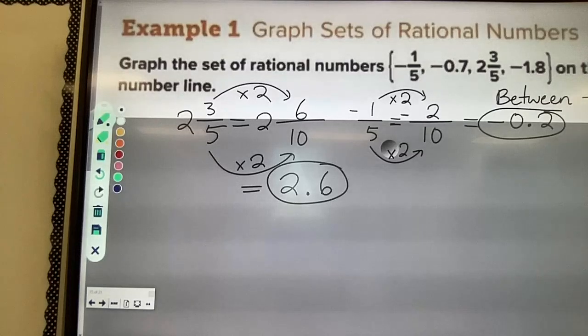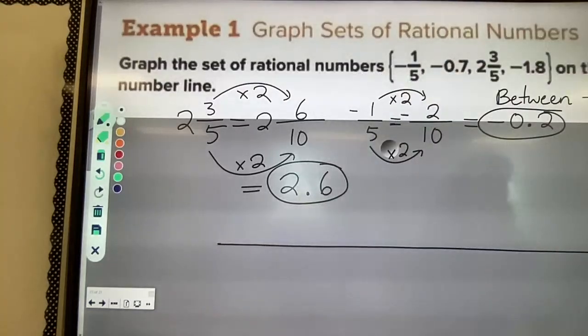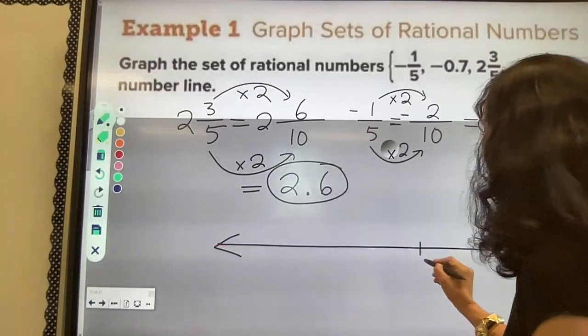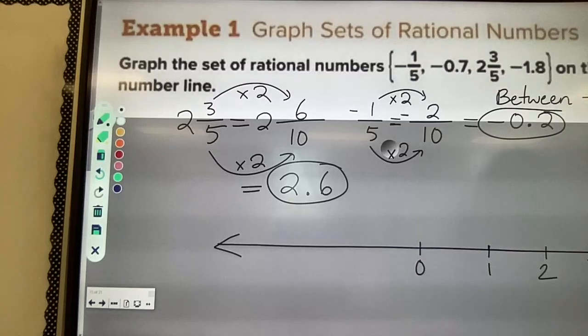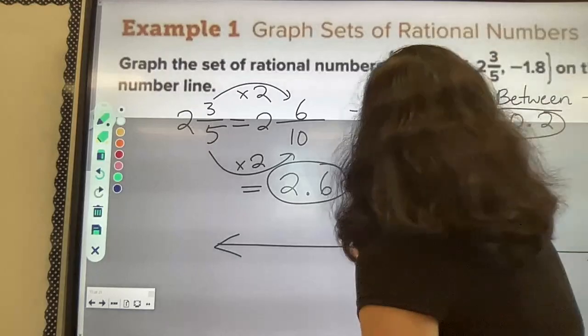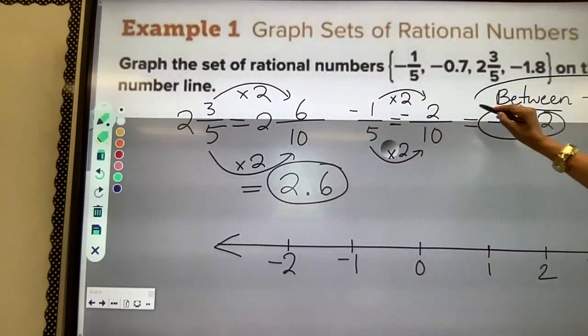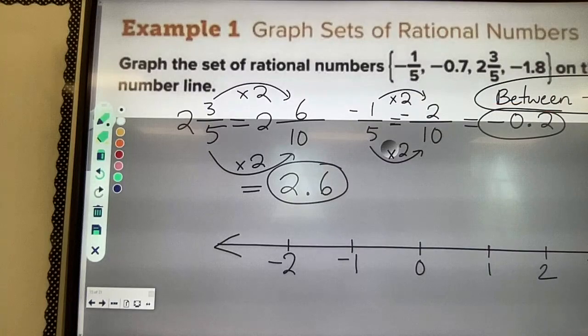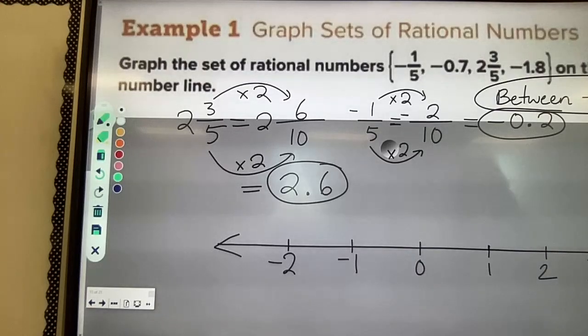And I know that, what did I say? That the integers are between -2 and 3. So I'm going to make a number line. All right, and I have 0 here, 1, 2, and this is 3. And I have -1 and -2. But that's all I need, because this is where my numbers fall between. Okay? Now, let's look at this, and we are going to graph, first and foremost, -1/5.